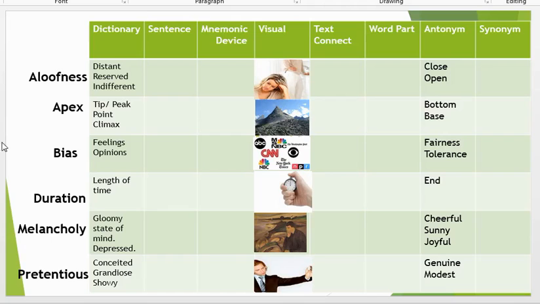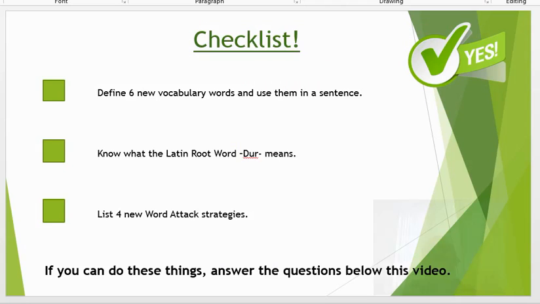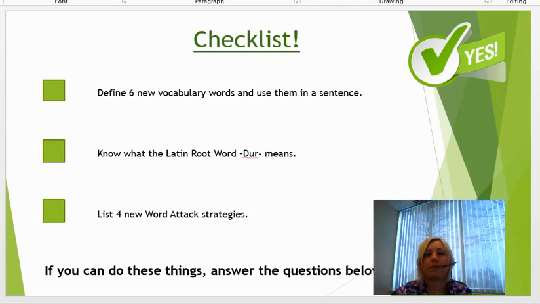All right. So let's look at our checklist for today. Can you define 6 new vocabulary words and use them in a sentence? Can you use the words that we just learned? If not, make sure to go back and take some notes, and maybe you want to even fill in more of the chart. I highly encourage you to do so.